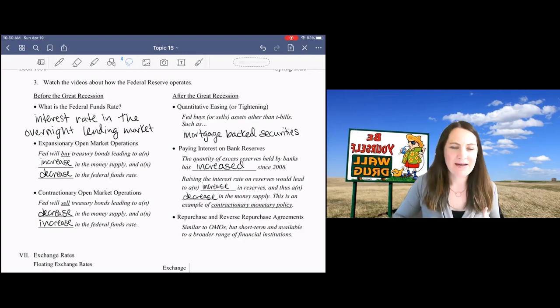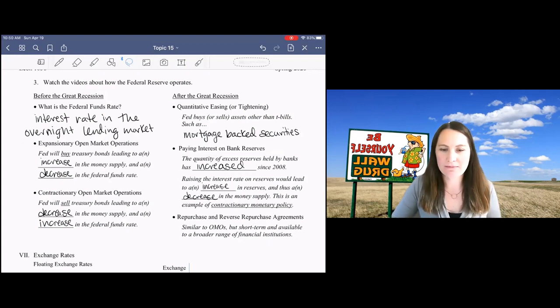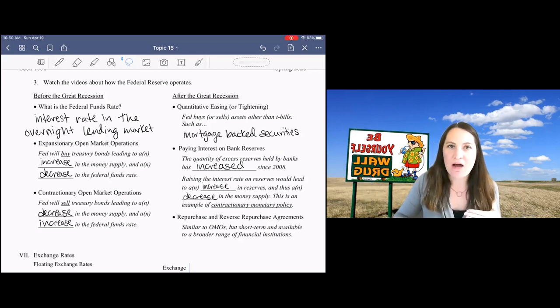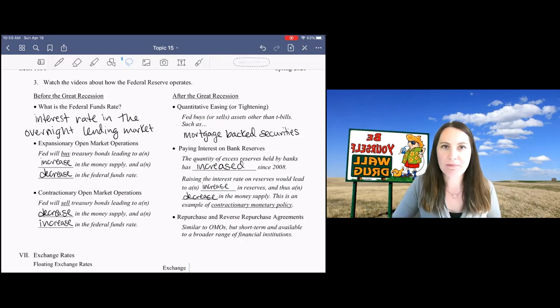All right, now you understand some of the tools. Now that we've learned some of the tools that the Fed has to influence money supply and thus the economy, we're going to look now at exchange rates and then move on to inflation, which will be the last concept for this topic.